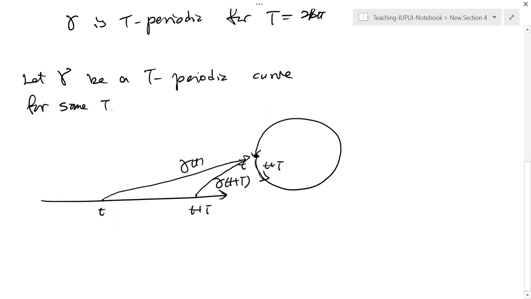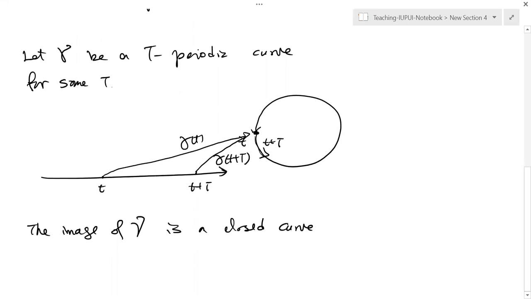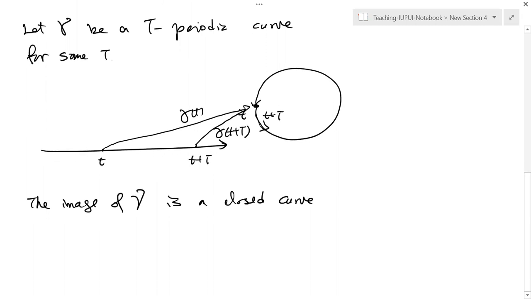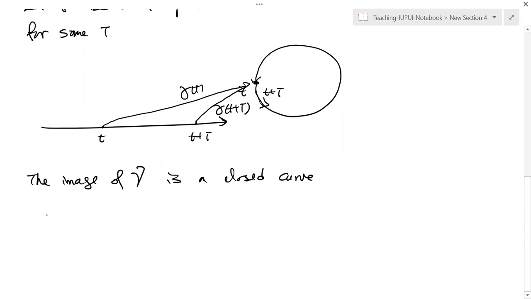What you can see is that the image of gamma is a closed curve. It looks like a closed curve. In this case, a T-periodic curve is also called a closed curve, because it looks like it's closed. So here's the definition. A closed curve is a T-periodic parametrized curve for some T.